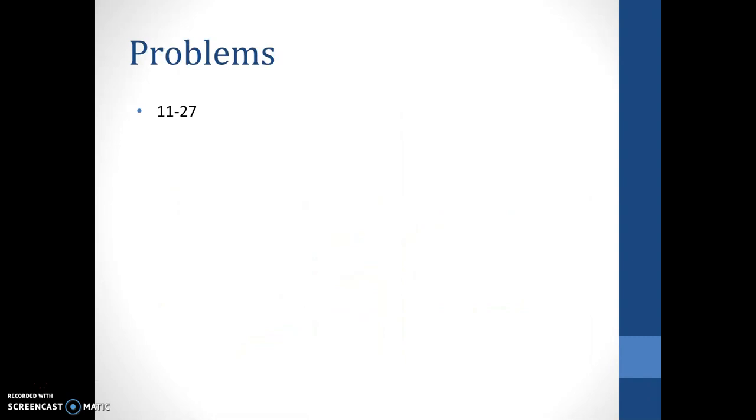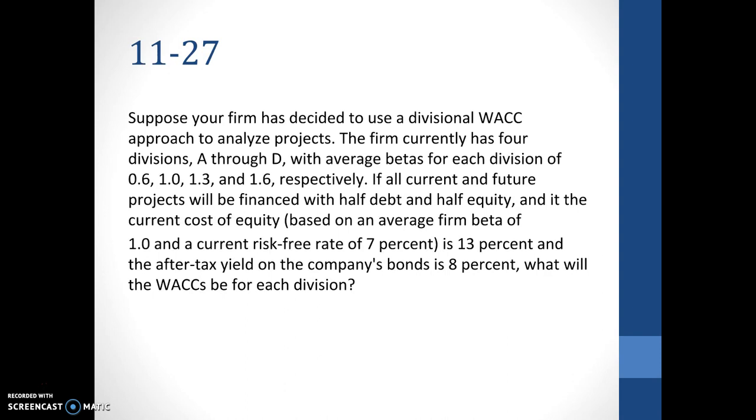So I'd like to jump in and do a problem to demonstrate how a divisional WACC is calculated. In order to do that, we'll take a look at 11-27. Suppose your firm has decided to use a divisional WACC approach to analyze projects. The firm currently has 4 divisions, A through D, with average betas of 0.6, 1, 1.3, and 1.6 respectively.